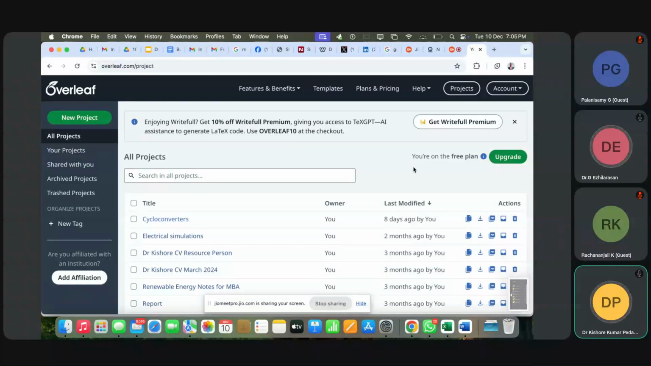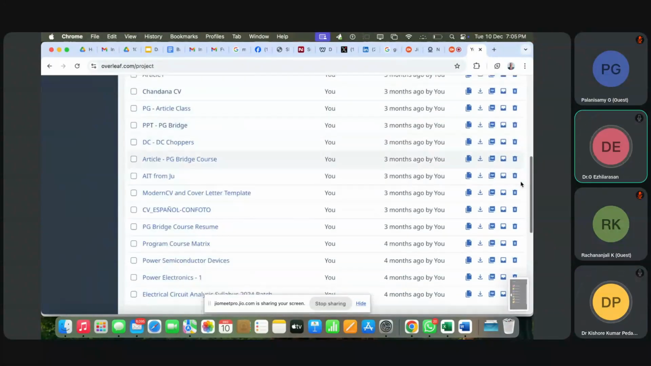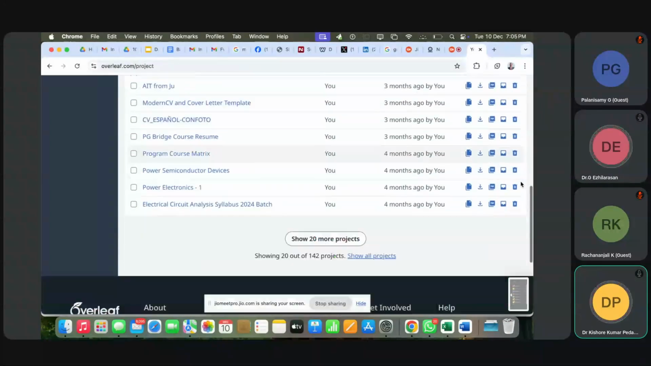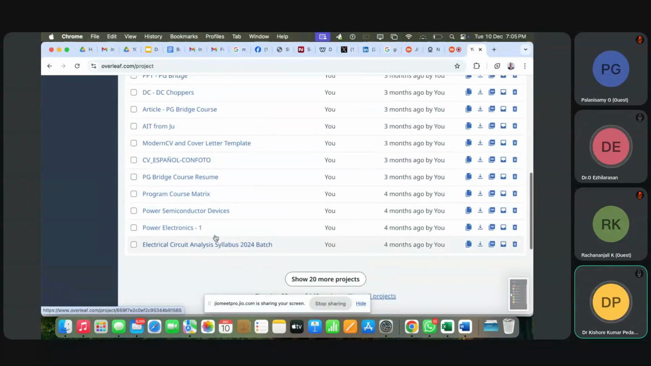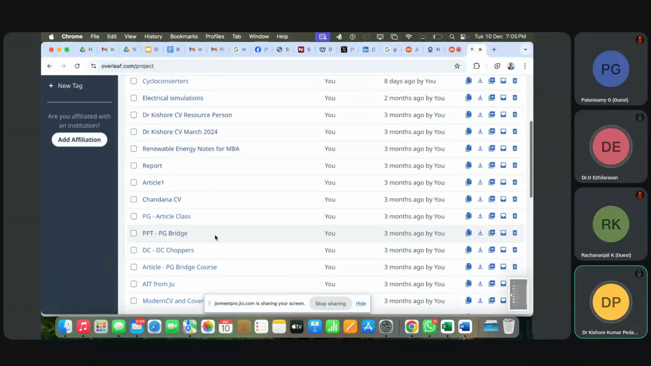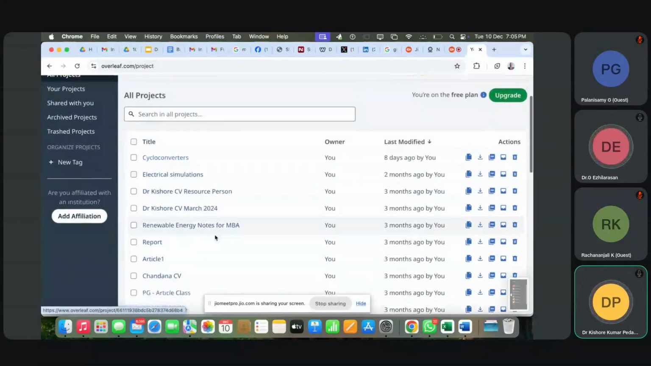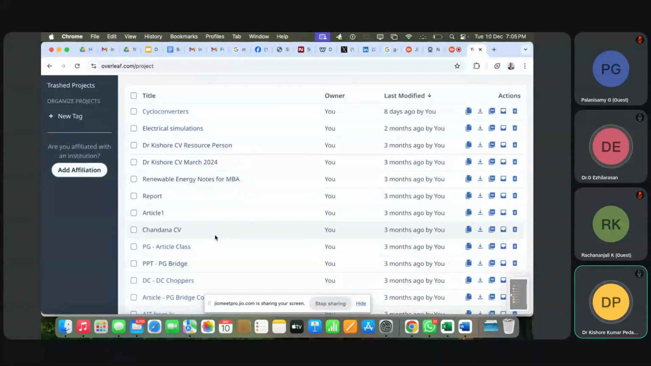For example, I would like to show you one thing here. I have done so many files here. You can see this is my account, and all these files I have done. You can see I have 142 projects done in LaTeX. I will just show you why I have used LaTeX. I have generally used it for four things.